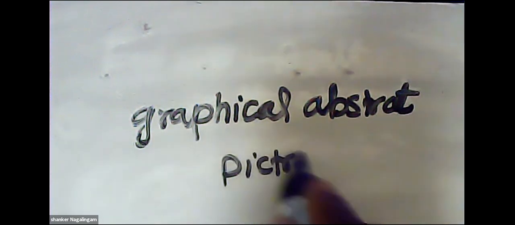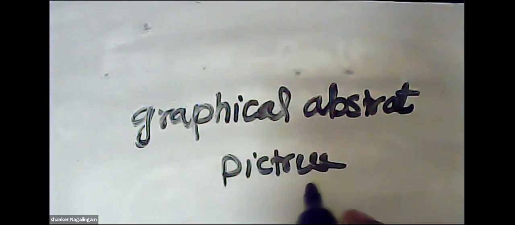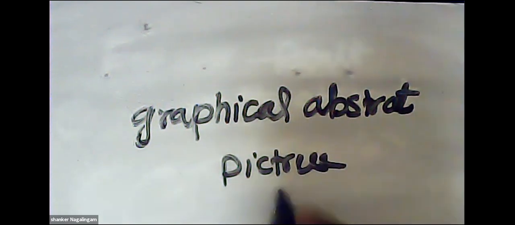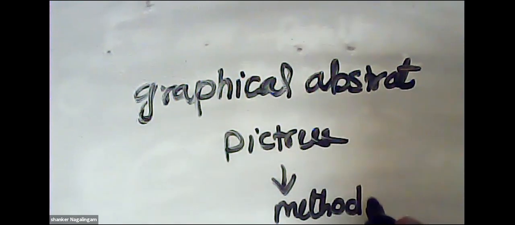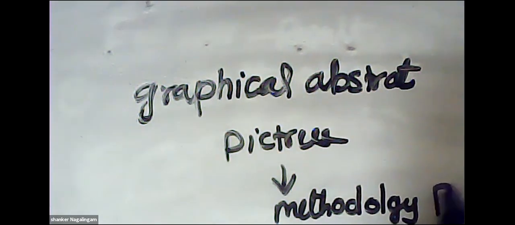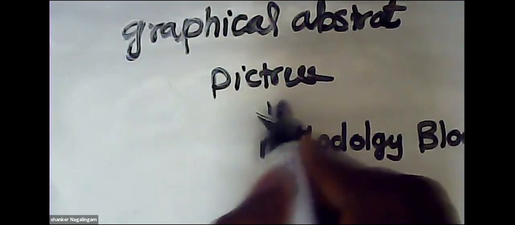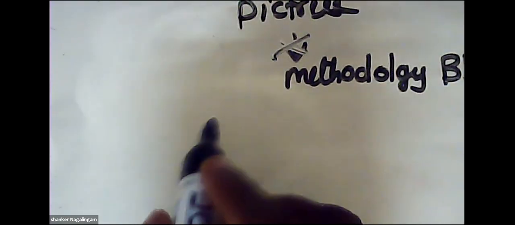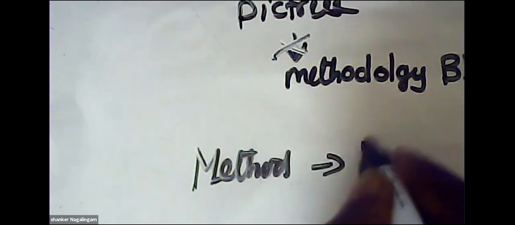A very important thing is that when you're asked to do it with some picture, you don't try to repeat what is there in the methodology. Everything will be there. Every paper will have your methodology block diagram. You should not repeat that in your graphical abstract. It is wrong. Actually, when you draw your graphical abstract, it should talk about the methodology and result. That's it.